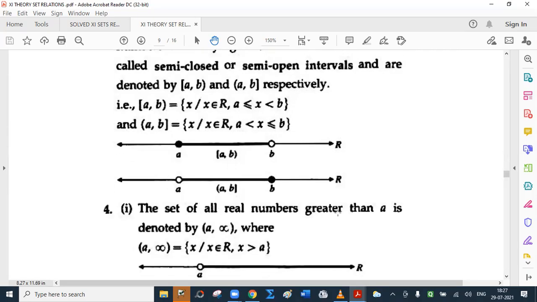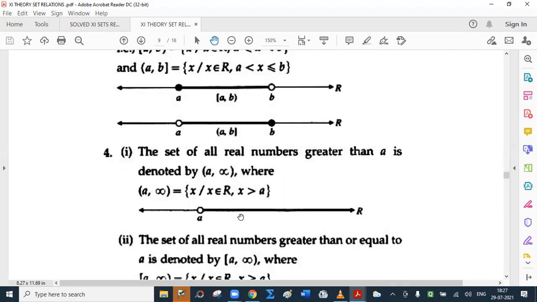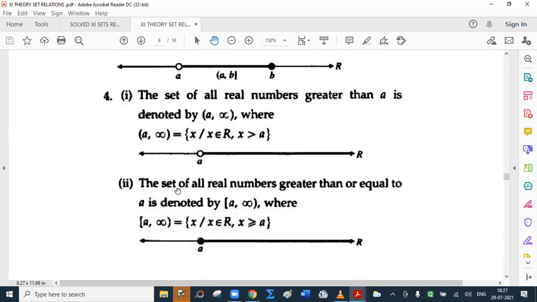The set of all real numbers greater than a will be denoted by this open interval. Note that you never enclose infinity in a square bracket, because infinity is not a real number. Till infinity means a very, very large positive number. So this is x greater than a. Now, what is x greater than or equal to a? It means a is included, but infinity cannot be.